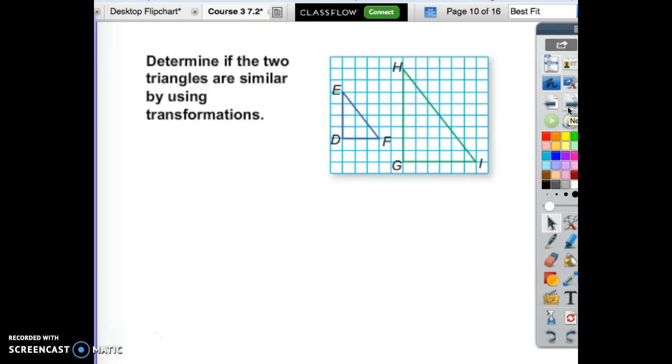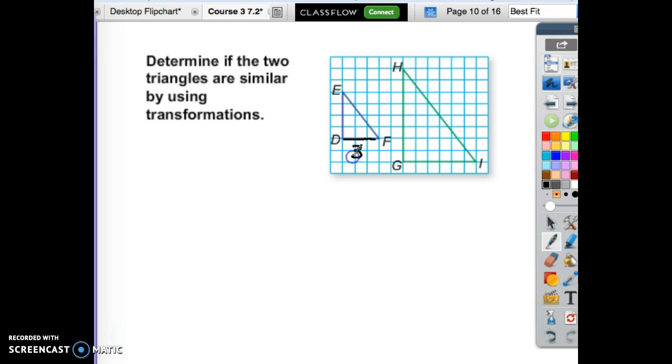So we're going to do a couple examples. We're going to determine if these are similar by using the ratios of the side lengths, and then if they are, we will discuss the transformations that occurred. So if we look here, it does not matter where we start. It doesn't say if this is the pre-image and this is the image, so we're just going to pick a side and start with it.